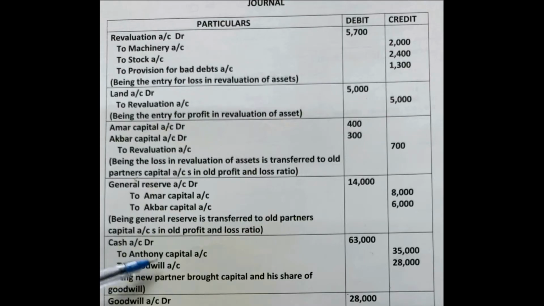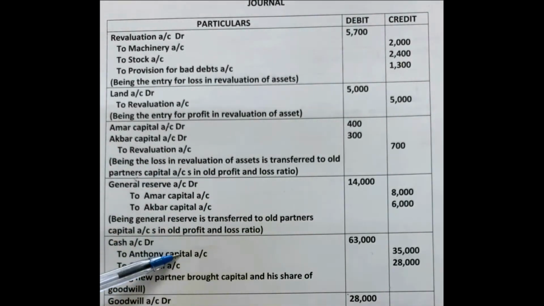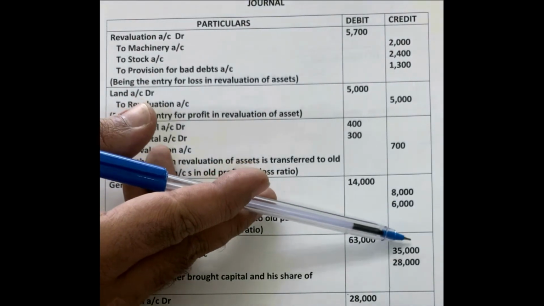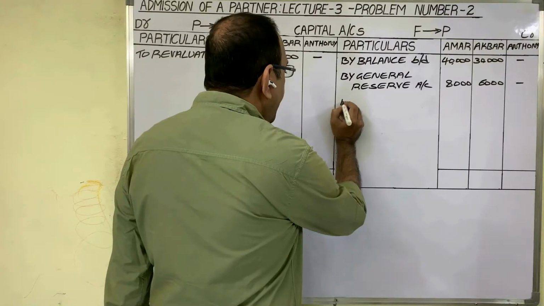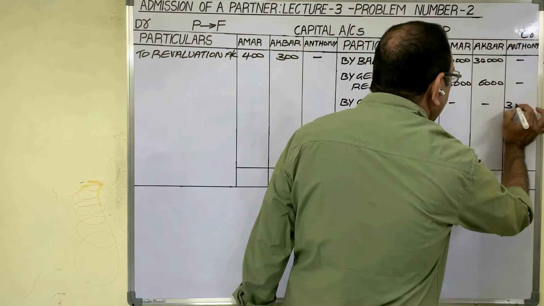Other side, debit side. We write cash account now. Write on that, by cash account. But don't write 63,000 rupees. In capital account we are posting this entry now. Therefore, in Anthony column, 35,000 rupees. Anthony capital we have to write, by cash account. In Anthony column, 35,000 rupees.